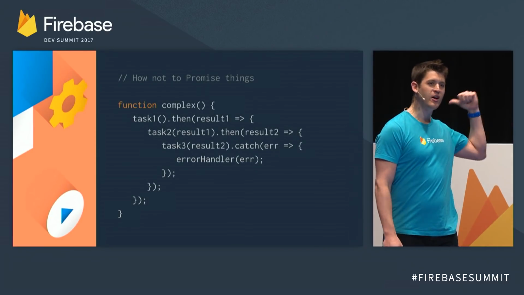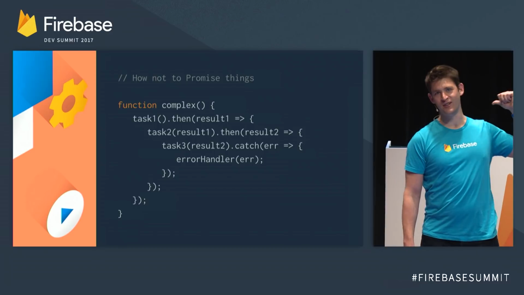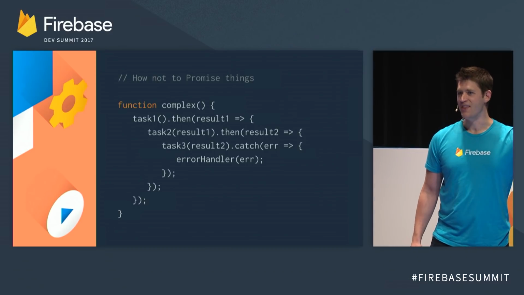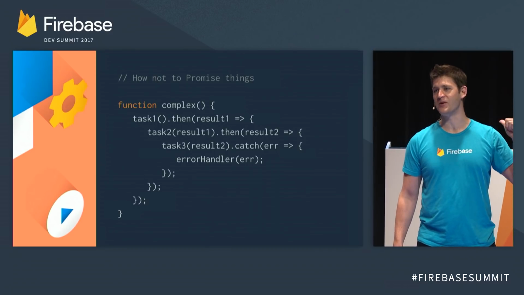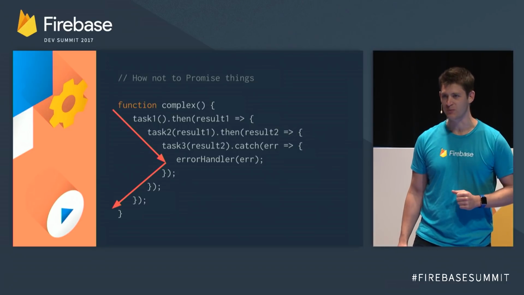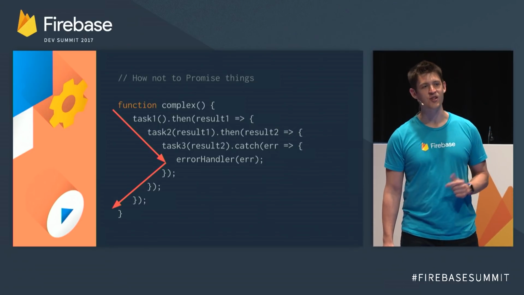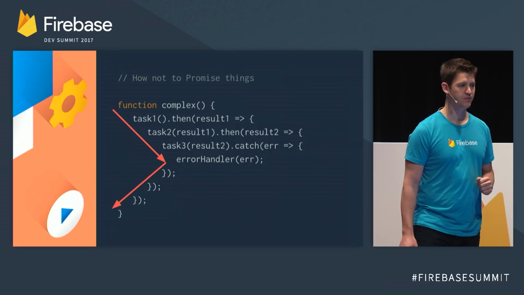So here's that same code incorrectly written with promises. This is not how you write promises, folks. This still has that pyramid of doom. And it still has 2 more dangerous bugs. Did you catch these ones?